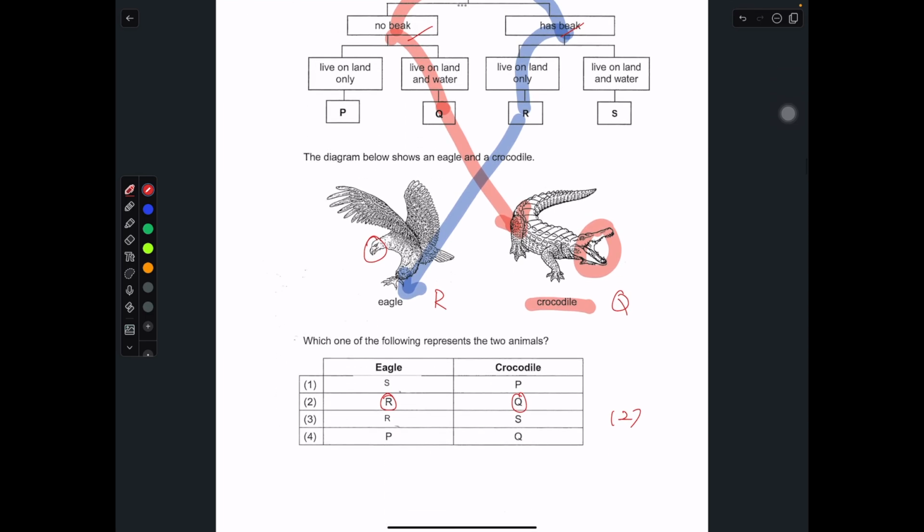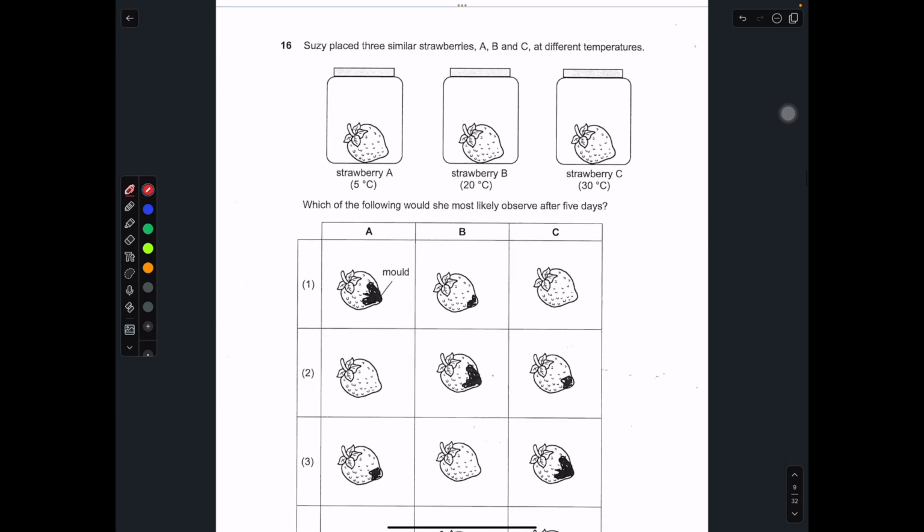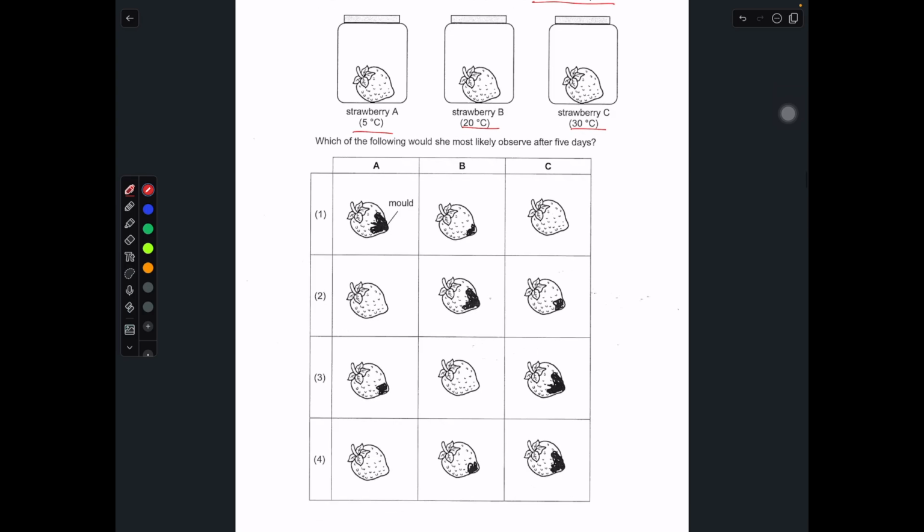Okay, 15 is 2. Susie placed 3 similar strawberries in A, B, C at different temperatures. Which one is most likely she will observe after 5 days? So the difference between all these 3 containers is the temperature. This one is the lowest temperature. This one is the highest.